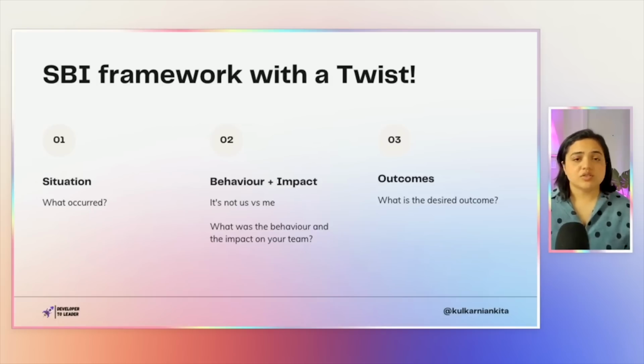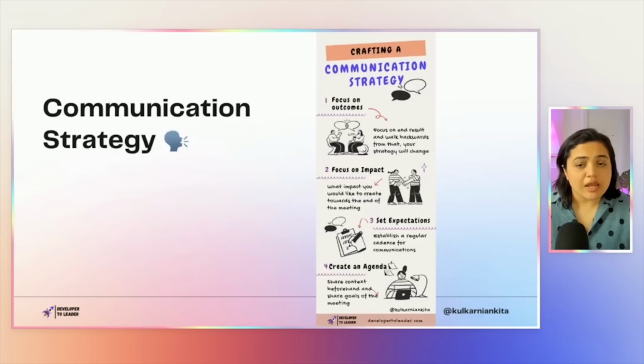So the outcome here, it's not just you and me, right? Let's try to figure out what is that behavior that we need to change, because it's not them, it's the behavior, right? And you can also use this infographic here to use the SBI framework with the twist so that you can easily reference it in the future when you're giving feedback.